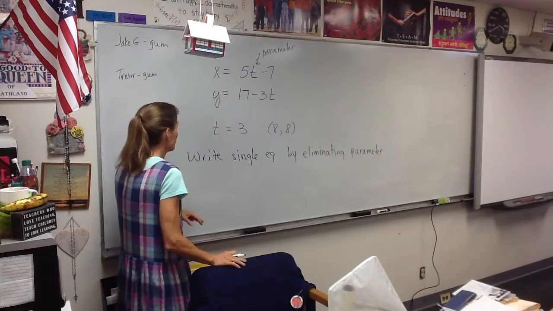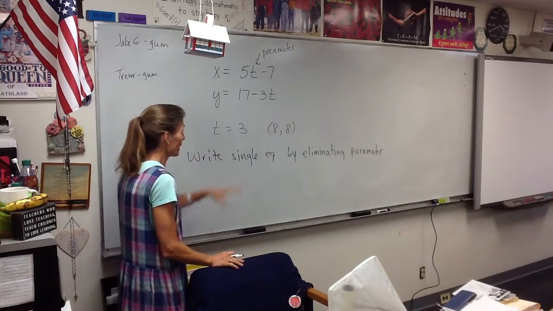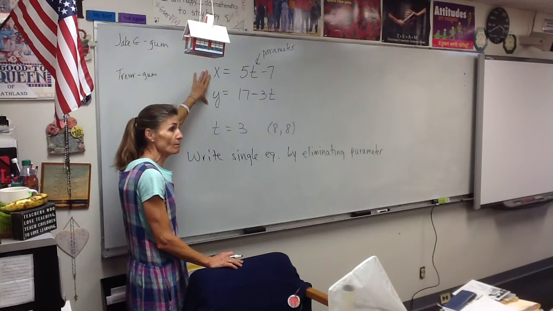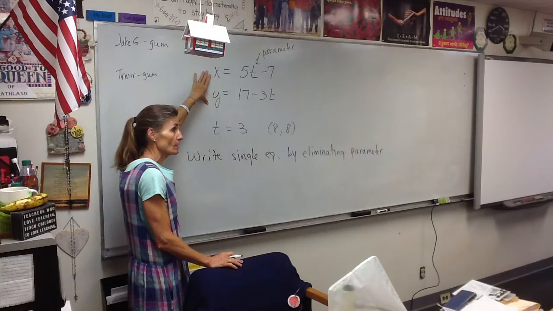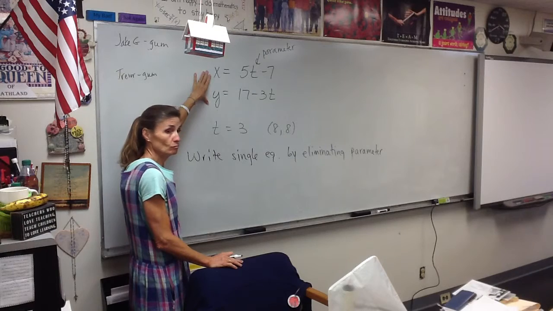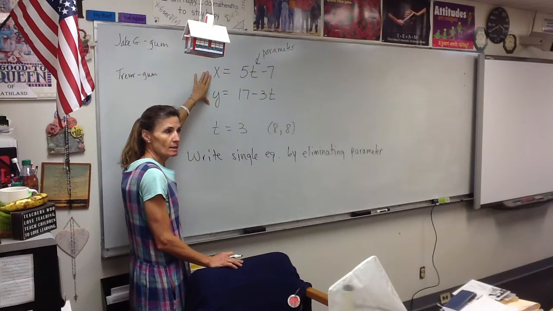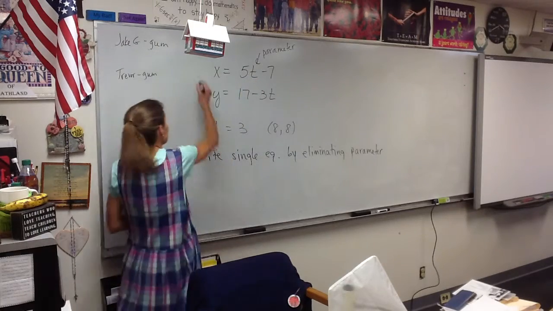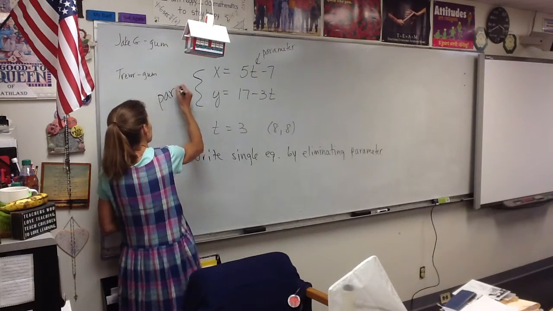So if we want to write a single equation by eliminating the parameter, do you have any idea how we might put these two together? It is not hard. What you do is... Okay, what do you mean by combine like terms? I have a question. Is the whole equation the parameter? No, no, t is the parameter. Just t. Okay. These are called parametric equations.